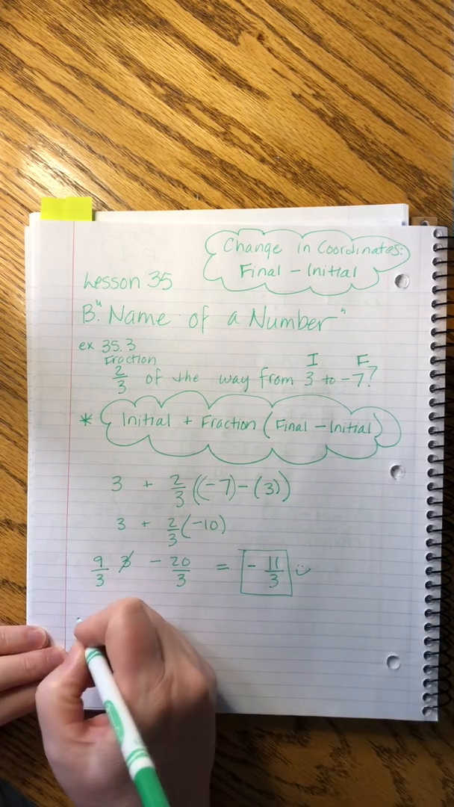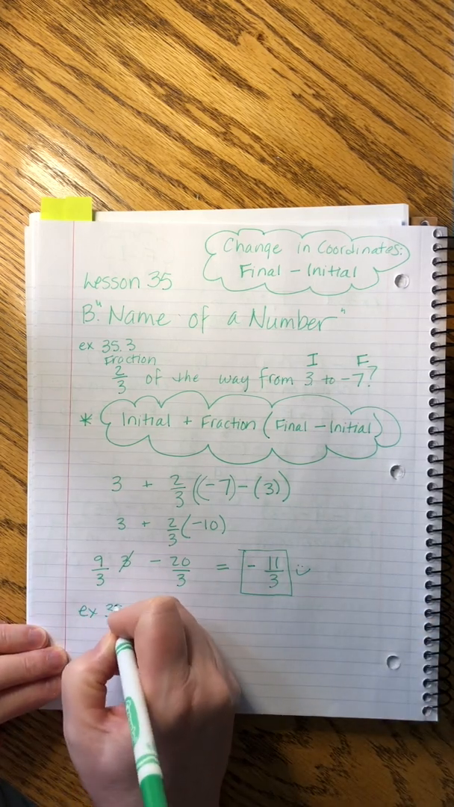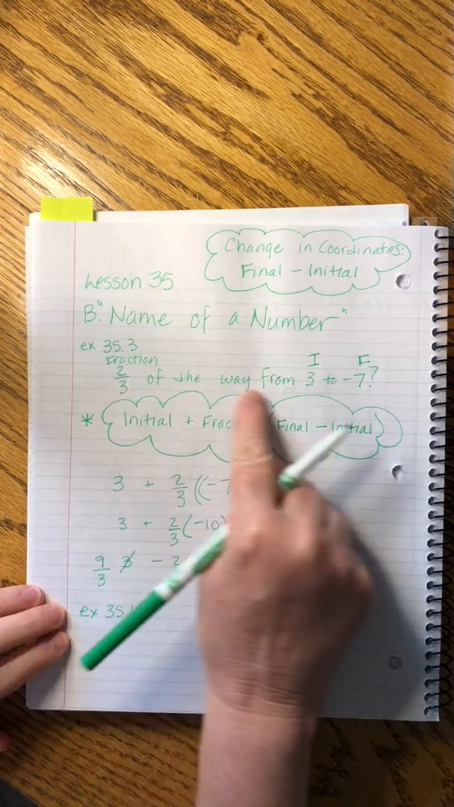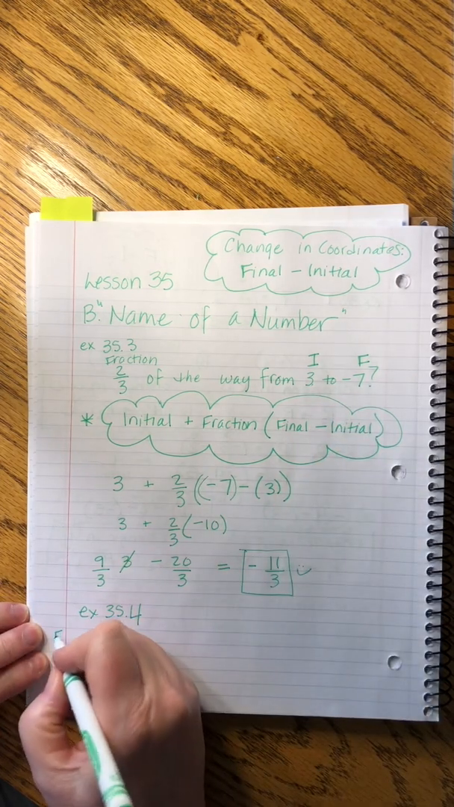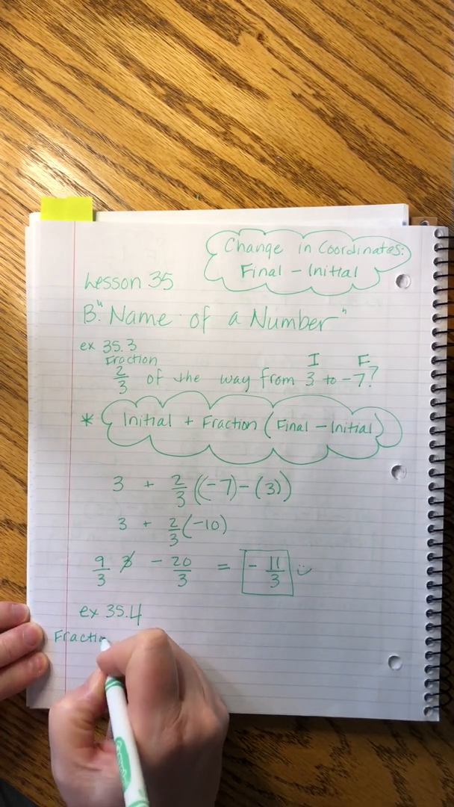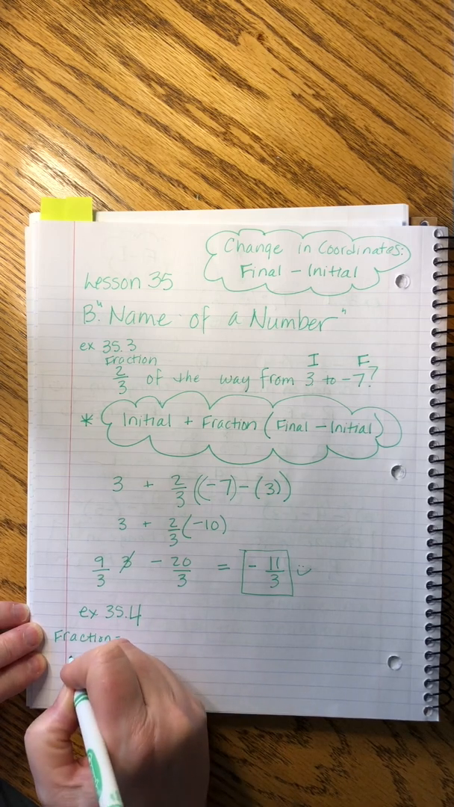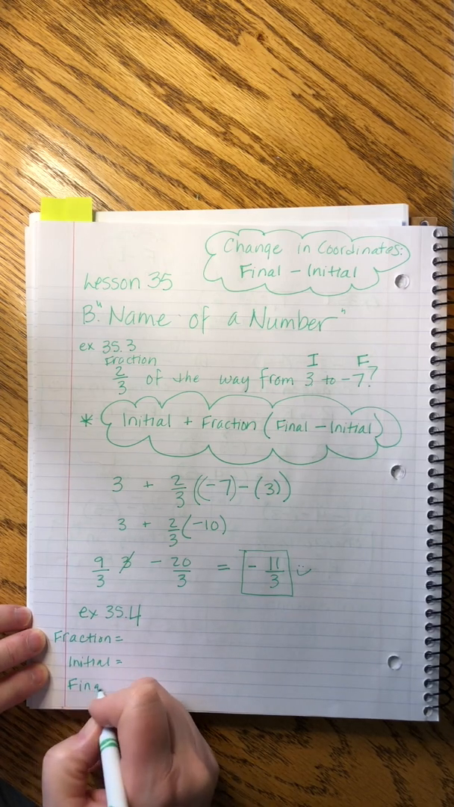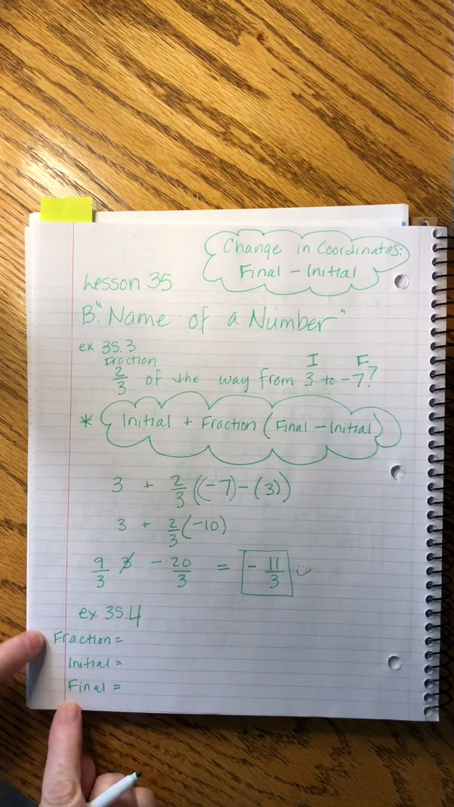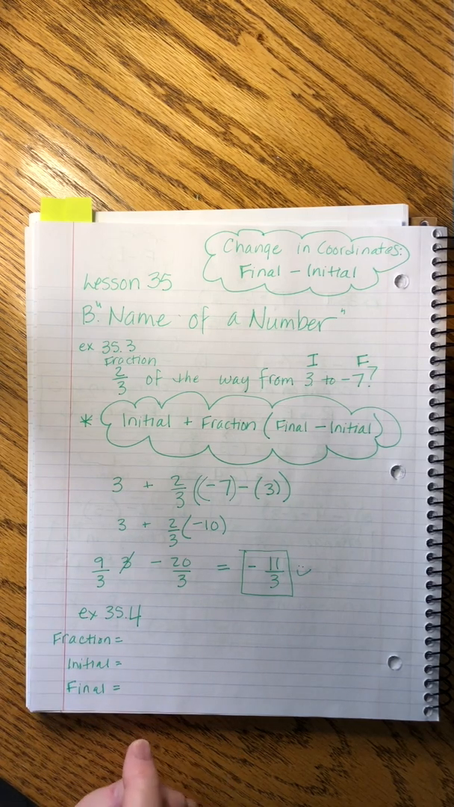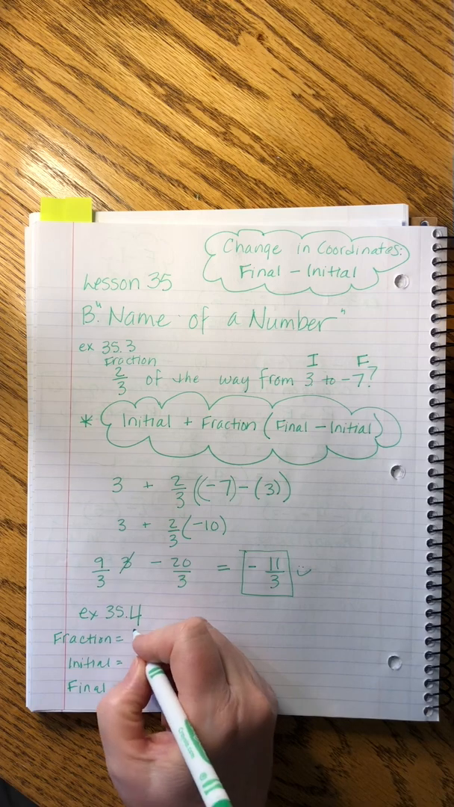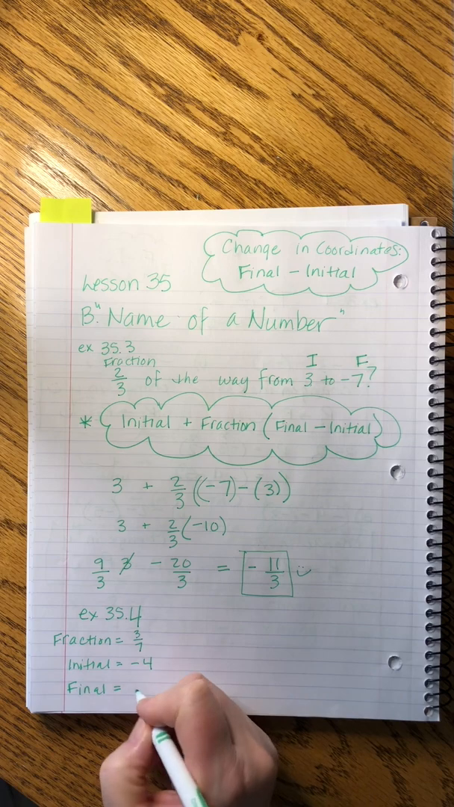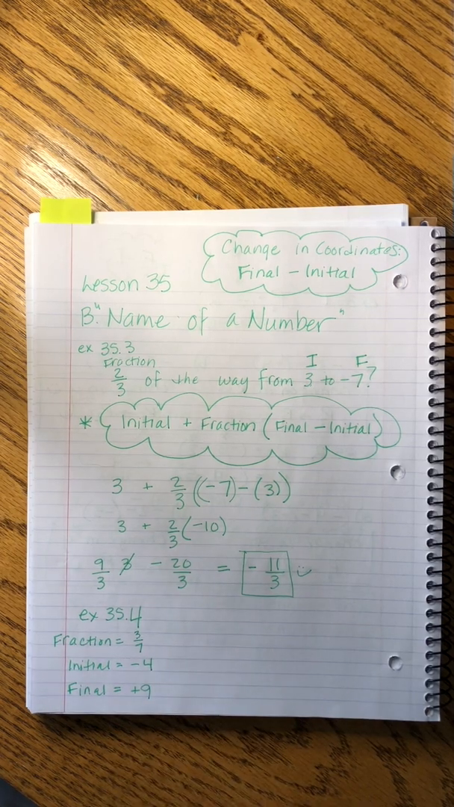Okay, let's do one more. Let's do 2 more. 35.4. This time what I'm going to do, rather than write down the sentence that's in the book, I'm just going to write down the variables we're looking for. We're looking for the fraction, we're looking for the initial, and we're looking for the final. I'm going to go ahead and write them out because the F's can be confusing, fraction and final. What number is 3/7 of the way from -4 to +9? There are my values.